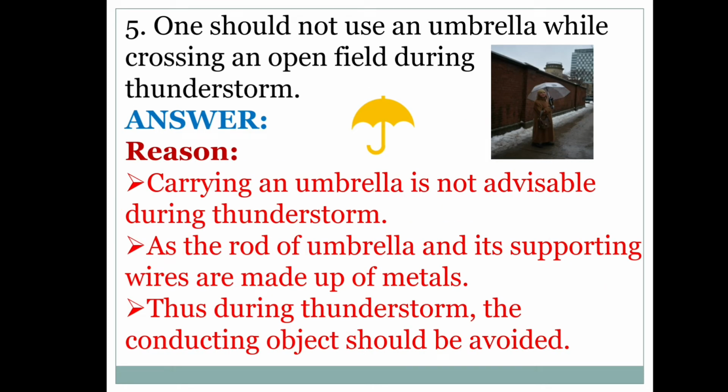Fifth one, one should use an umbrella while crossing an open field during thunderstorm. Reason, carrying an umbrella is not advisable during thunderstorm as the rod of the umbrella and its supporting wires are made of metals. Thus, during thunderstorm, conducting objects should be avoided.